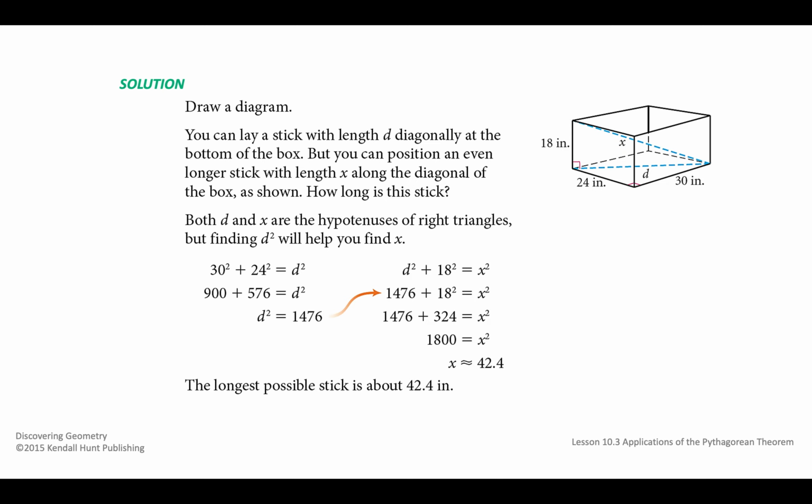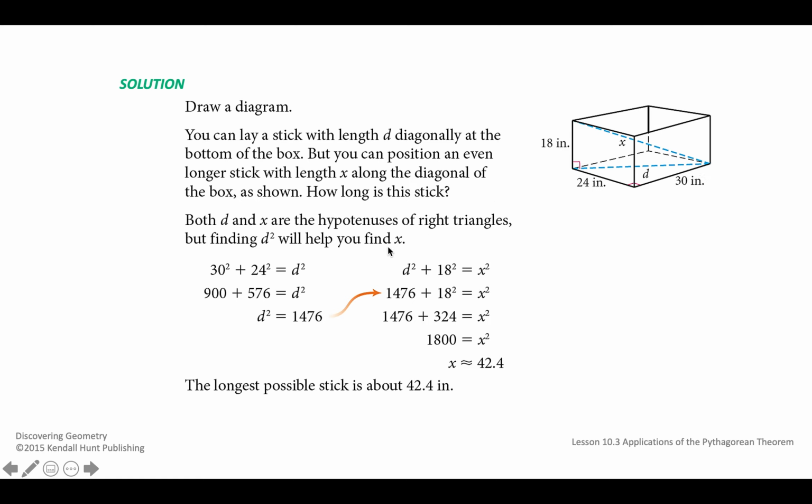Now, what might not be immediately obvious is that if you're trying to fit the longest stick possible in this box, it's actually going to be this diagonal that's drawn in as a dotted line and labeled x right here. That's how you could fit the longest stick. Now, in order to calculate that length, we first want to calculate this other distance, d. So it's this diagonal line across the bottom, but it stays on the bottom.